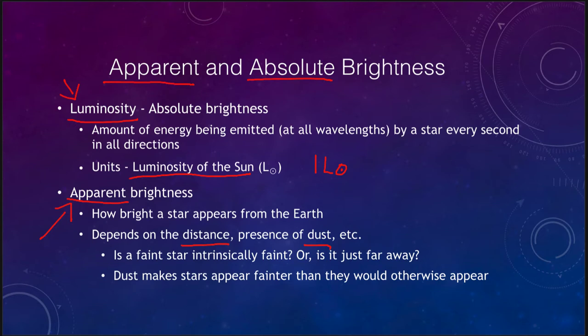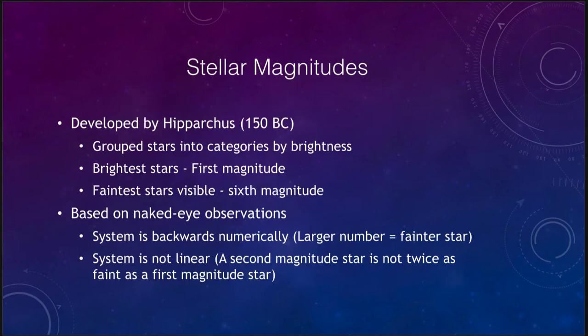Now, in order to measure the brightness, astronomers use the system of stellar magnitudes. These were started by the Greek astronomer Hipparchus back in the 2nd century BC. What he did was to group stars into categories by brightness. So he put his brightest stars in the first category here. These were the brightest stars. And then he had category 2, 3, 4, 5, and 6, and 6 were the faintest stars that were visible.